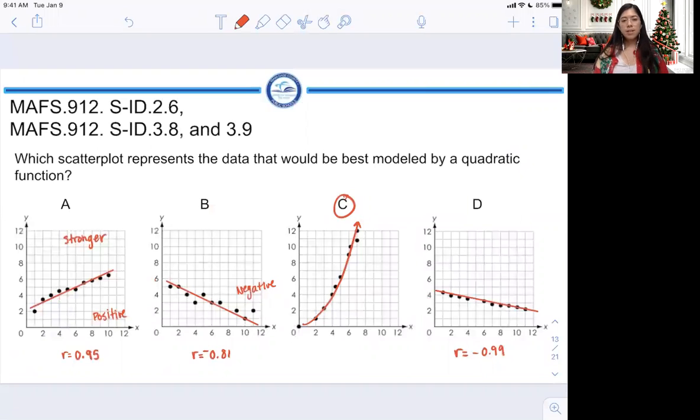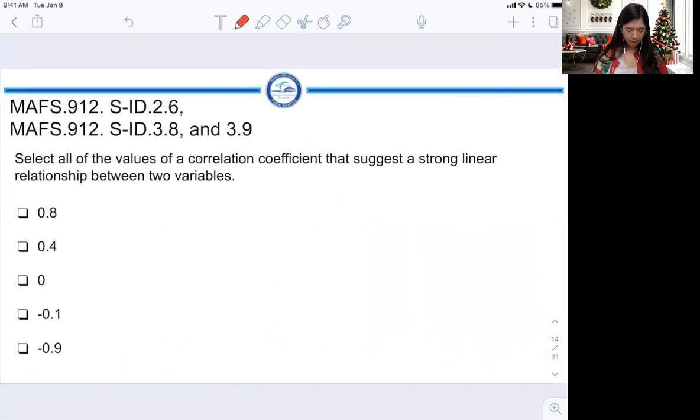Since C is quadratic, it kind of works the same way. So we can also do one for that, but I'm not going to do it right now because that doesn't matter too much.